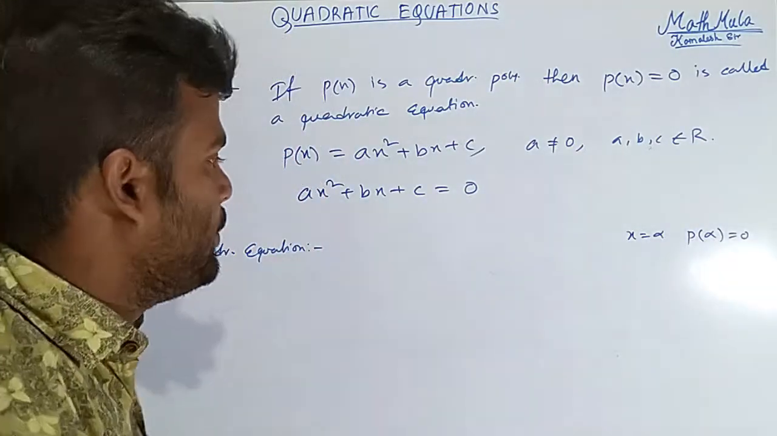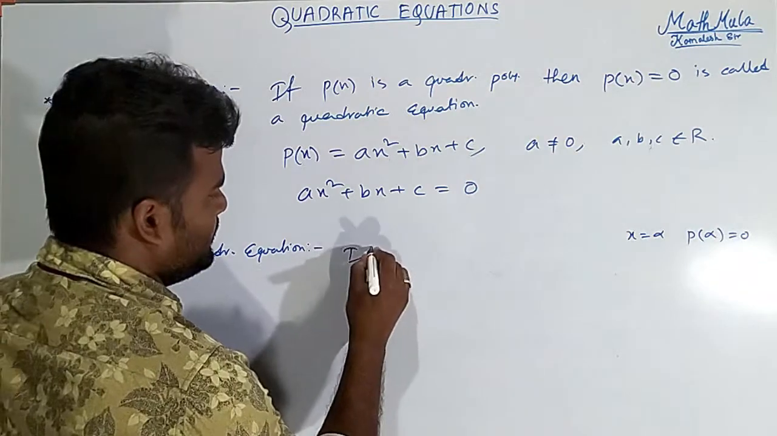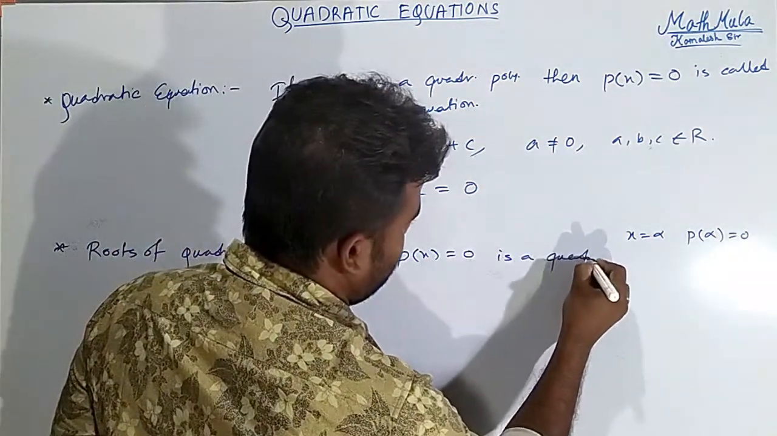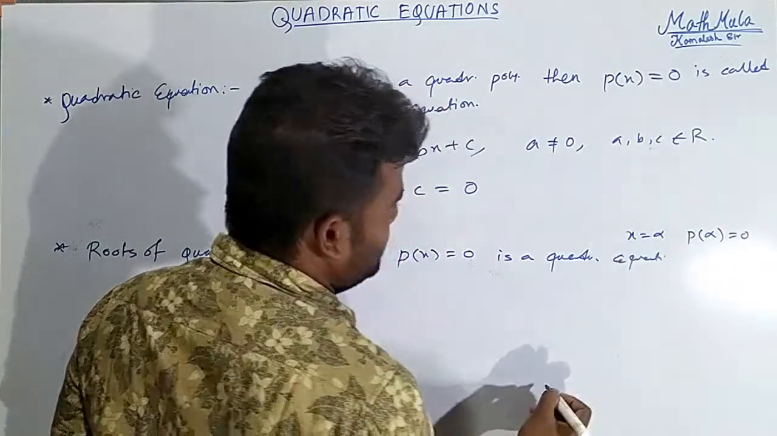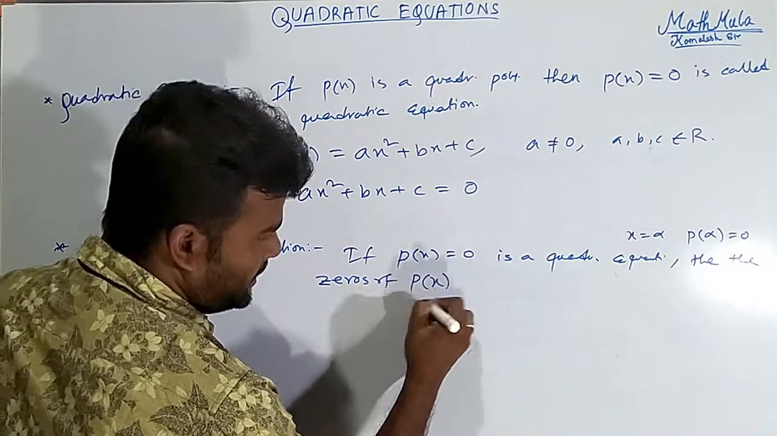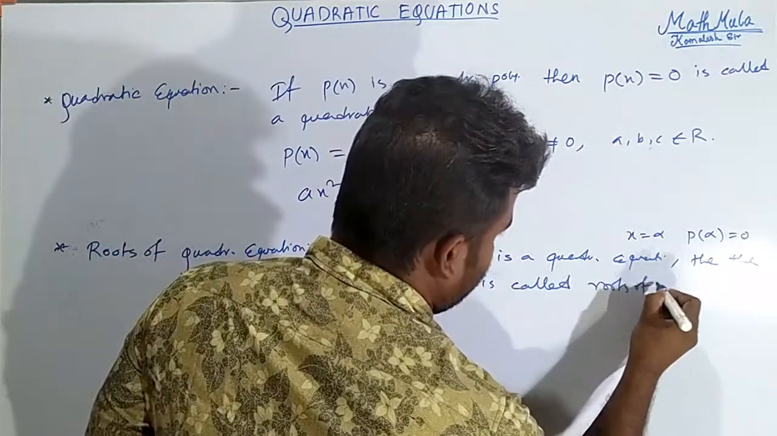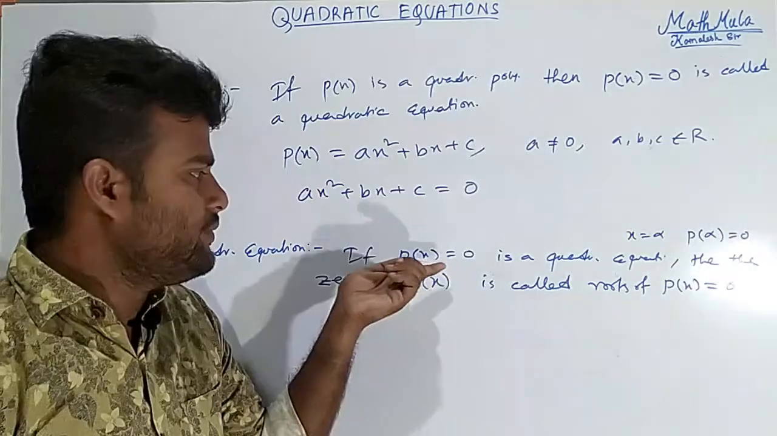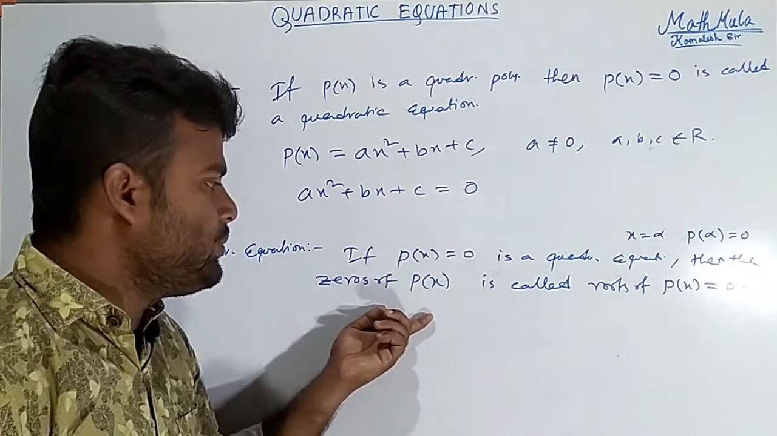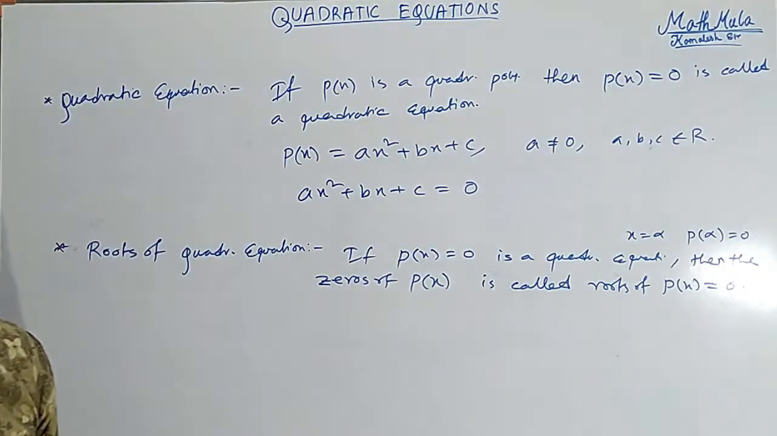Okay. Now roots of polynomial. What is the roots of polynomial? If p of x equals 0 is a quadratic equation, then the zeros of the quadratic polynomial p of x are called roots of p of x equals 0.